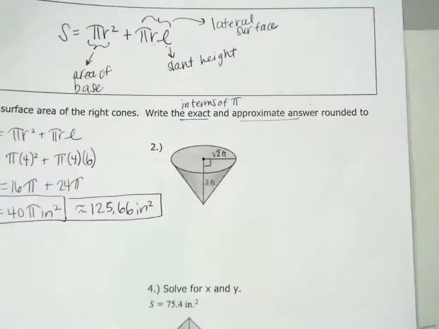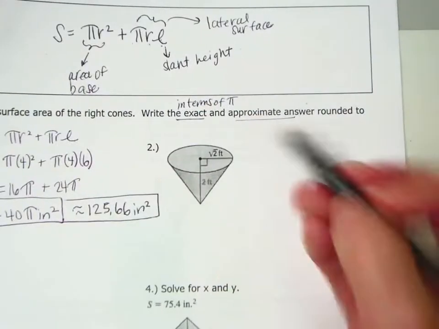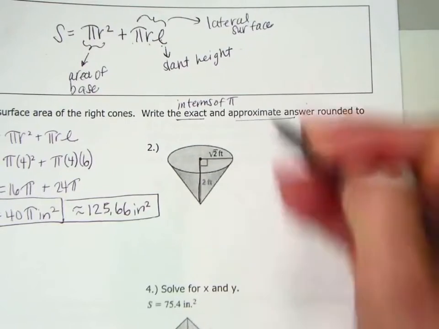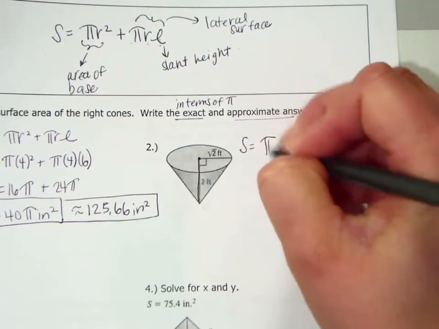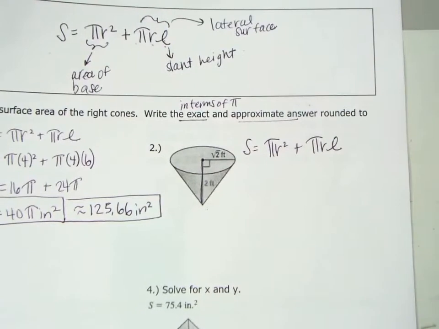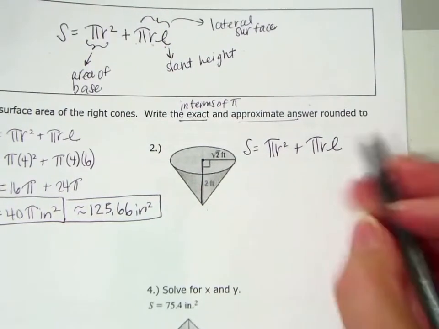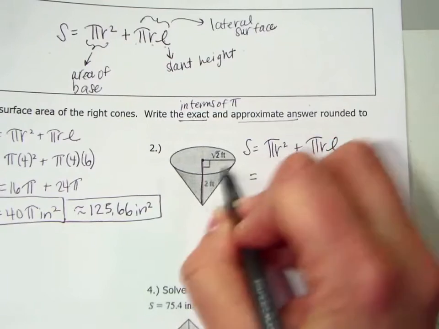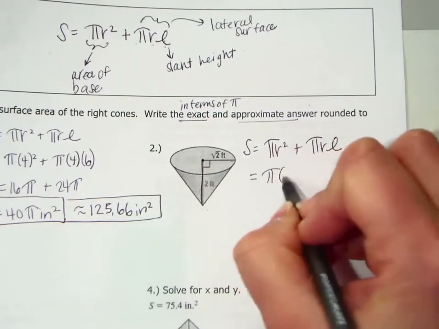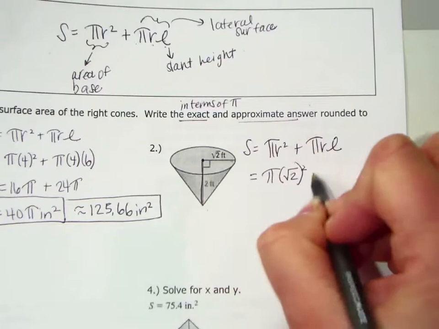If you look at the next example, you'll see in this case we're given the height as opposed to the slant height. So what we're going to have to do in this example is a little bit of work to get the slant height to find the surface area. So let's go ahead, we can use the radius of the base. We can go ahead and plug that in, that's radical 2.